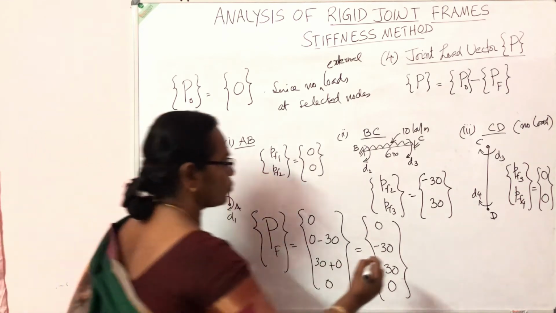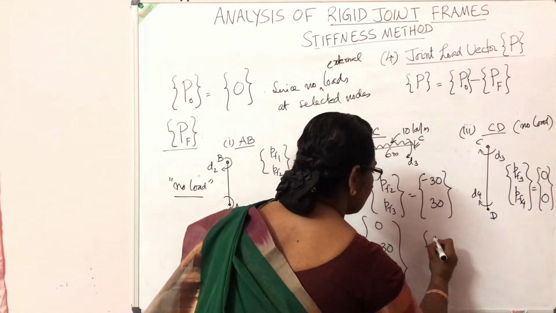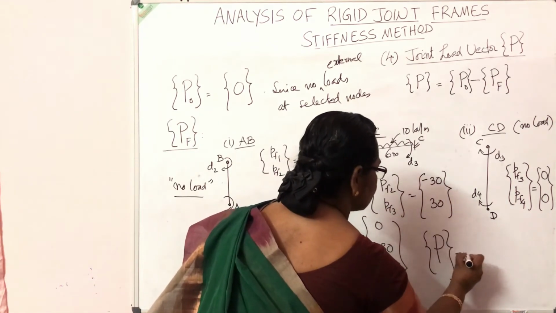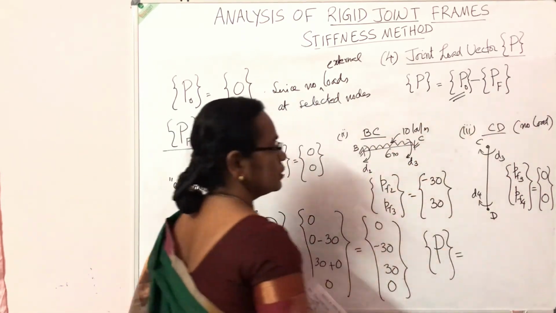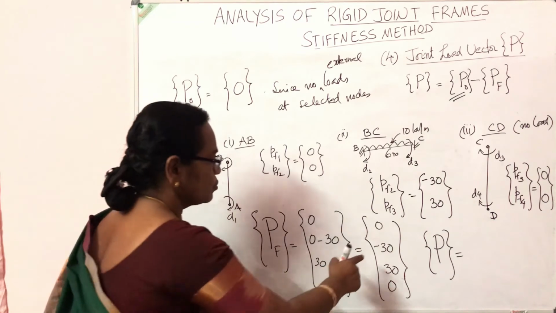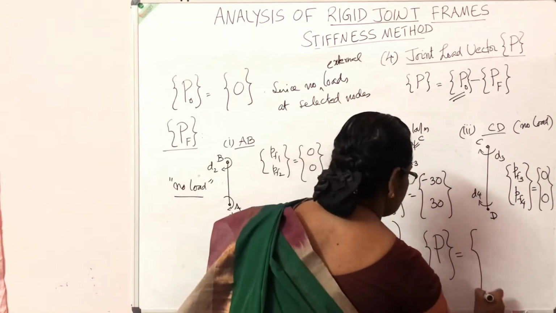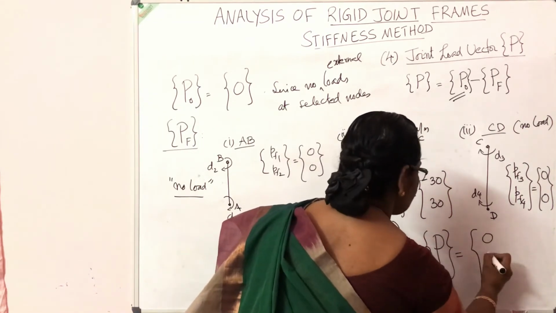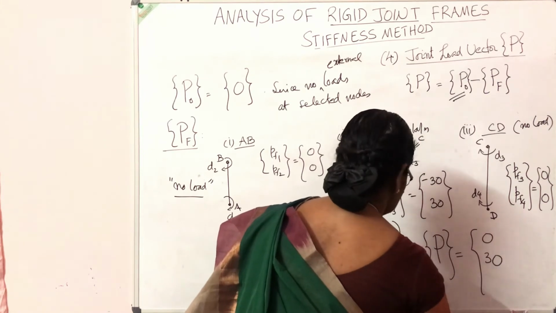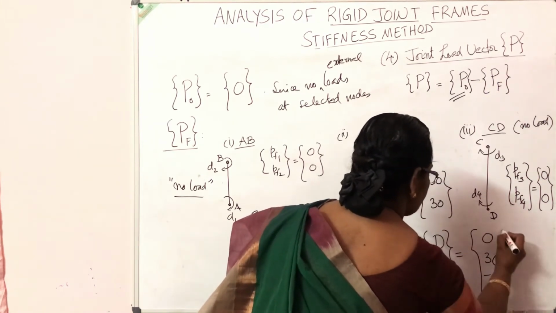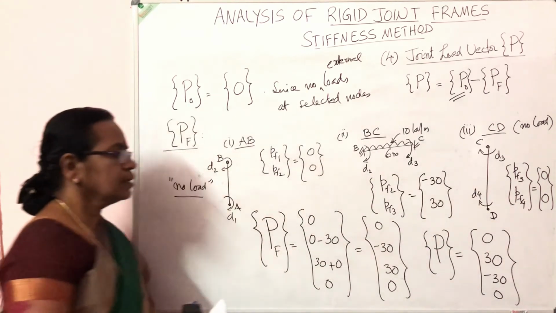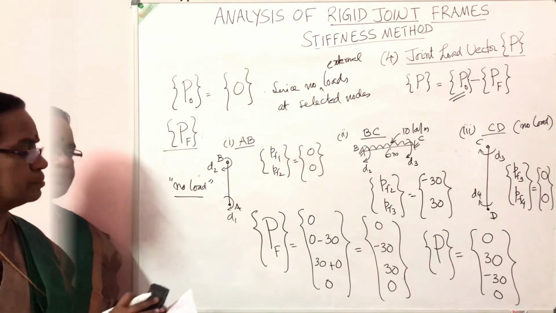Now coming to the load vector, the equivalent joint load vector P is equal to P0 minus PF. Here P0 is 0. So 0 minus these things: 0 minus minus 30 is 30, and 0 minus plus 30 is minus 30, 0. So that is the load vector.